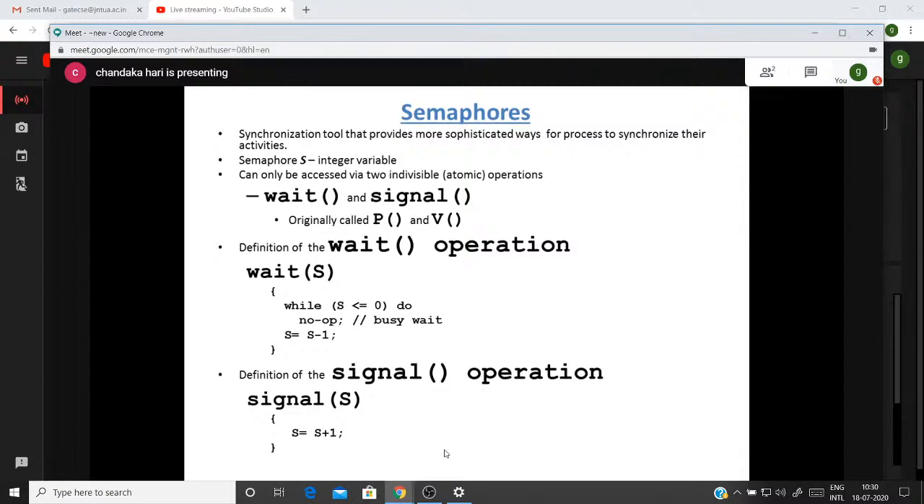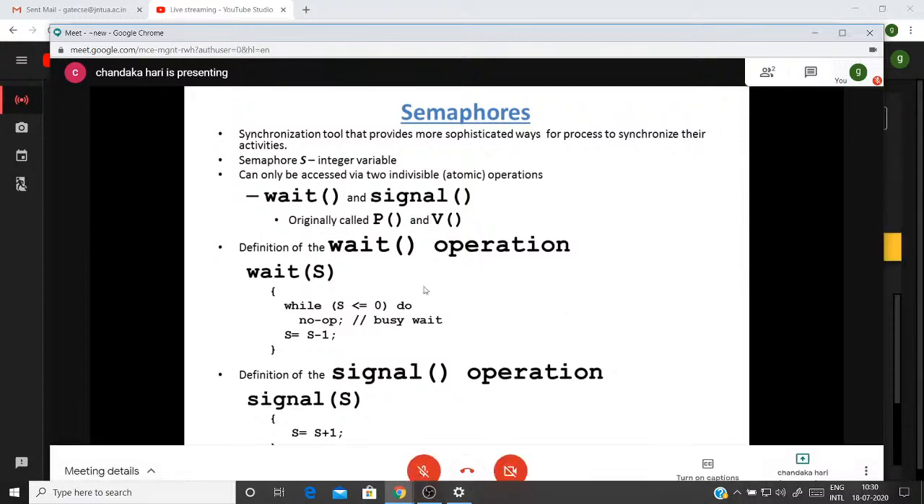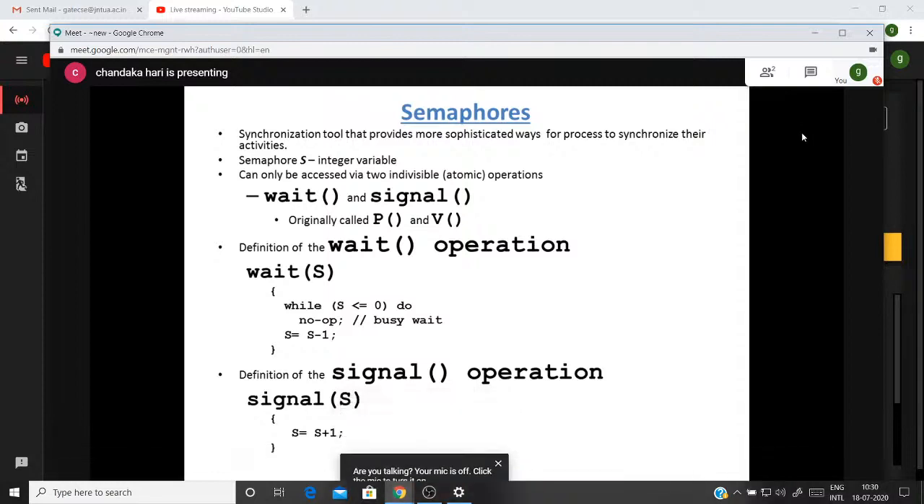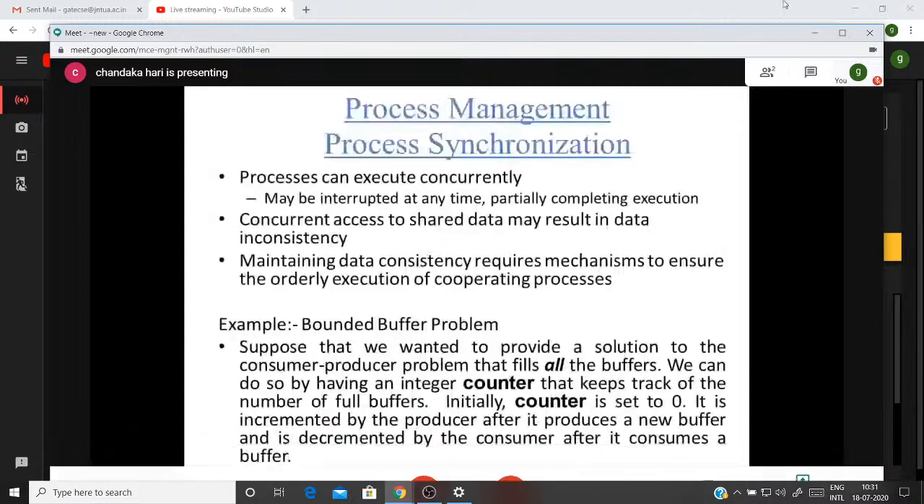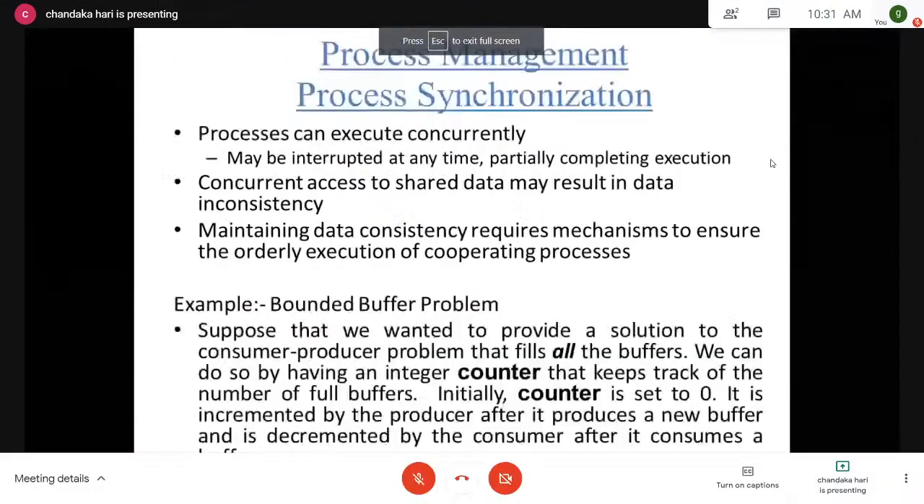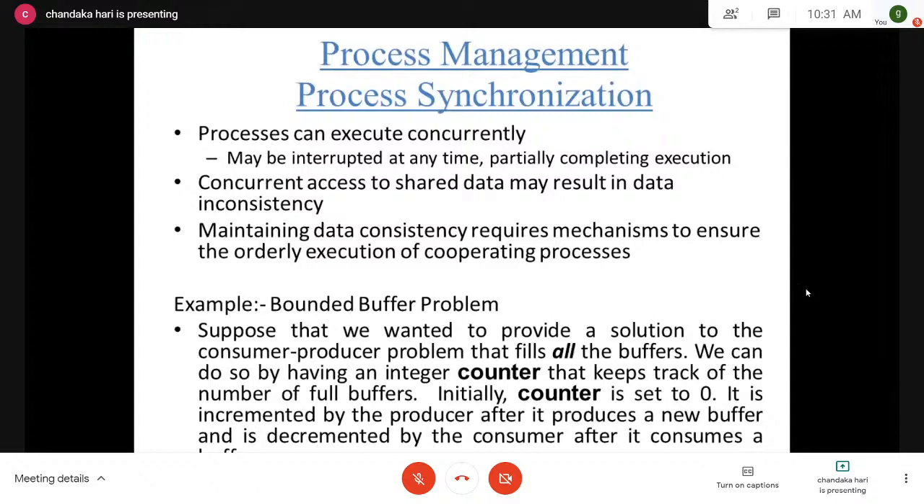Then after that, we saw the data sharing problem. Whenever multiple processes are running simultaneously, if any data is shared by multiple processes at the same time, and you are not using any proper security mechanism, the data will enter into an inconsistent state. In order to overcome the inconsistent state, we use a technique called process synchronization techniques. Process synchronization is a set of tools or mechanisms to ensure that the data will not enter into an inconsistent state.